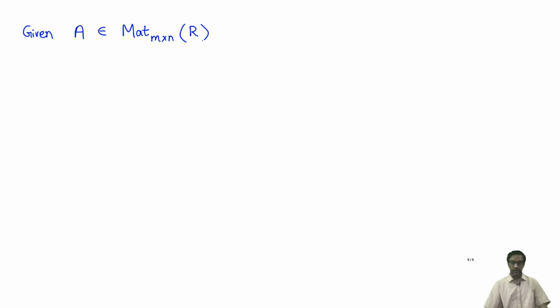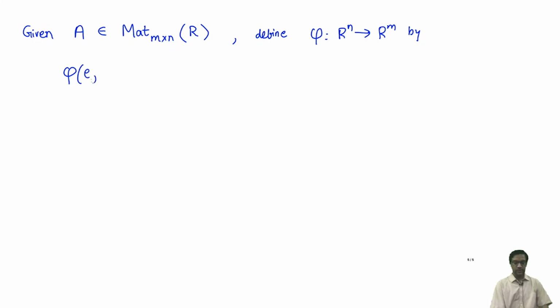So given a matrix A, m cross n with entries in R, we define the homomorphism phi as before using this matrix by saying that the value on ej is the scalars in the jth column. So, the sum of aij fi, i goes from 1 to m, and this is for all j between 1 and n.